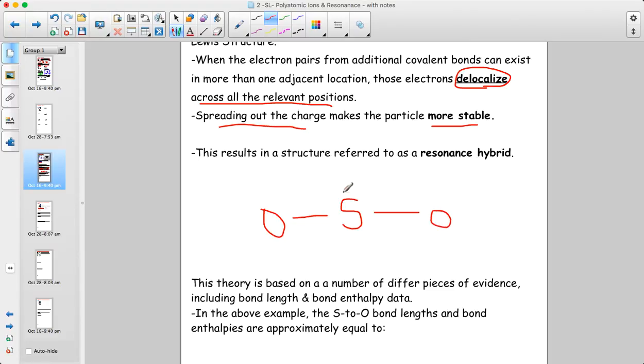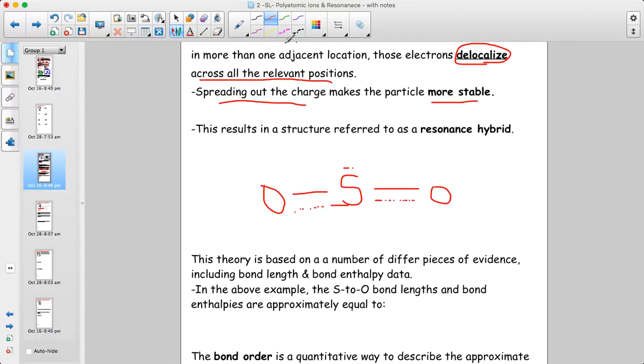And so instead of thinking of that extra bond as either being on the left or on the right, we're going to think about it as sort of being half on the left and half on the right. And so these dotted lines, as messy as my drawing is, I apologize for that, represent the delocalization. So that whole dotted line here, this is delocalization.